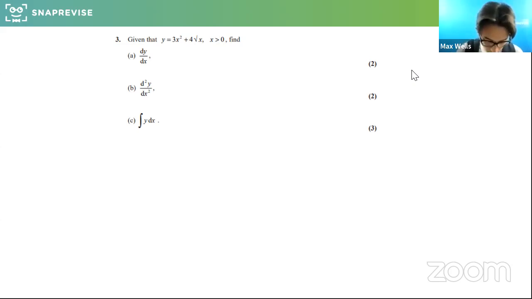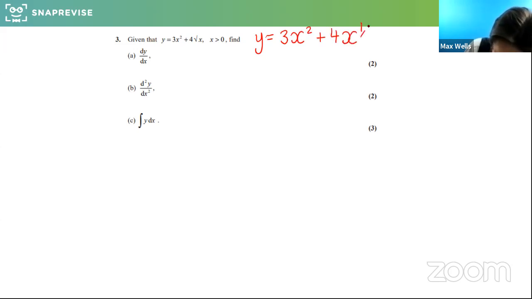What we've got is the derivative. The first thing I would actually do with this is rewrite this question in a form that I'm happy with: 4x to the half. Hopefully that's all clear, you can see that. The first thing we're going to do is differentiate this. We're going to find dy by dx.